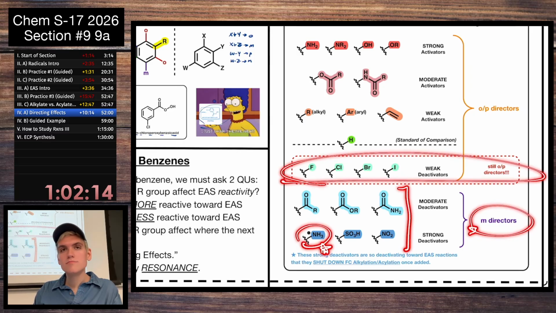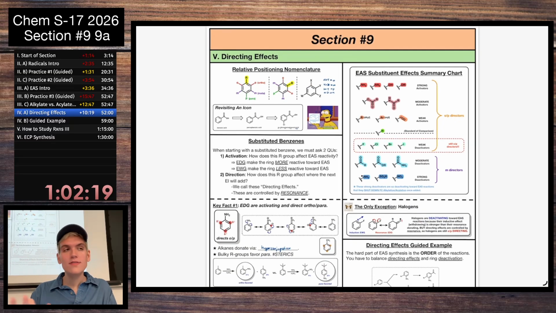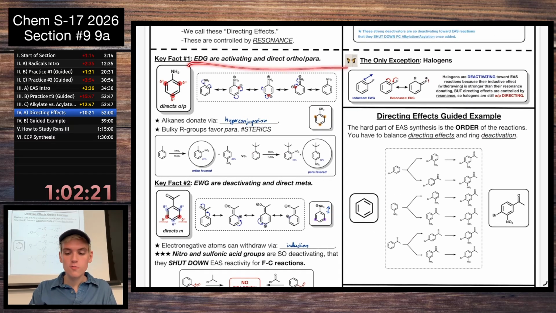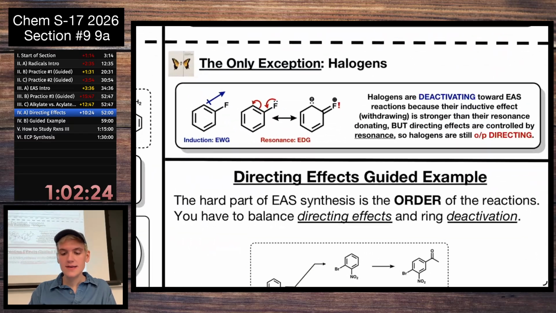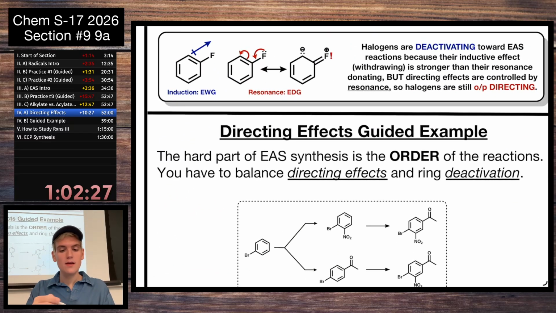There's one weird row here with the halogens. Halogens are the weird ones that don't work with these two rules, and it's because they have competing forces. If we have something like fluorine, fluorine's super electronegative, so it's withdrawing via induction, but it does have a lone pair, and so it can donate in via resonance. Is this a good resonance structure? Positive charge on fluorine, the most electronegative element? Nah. So this is not a good resonance structure.